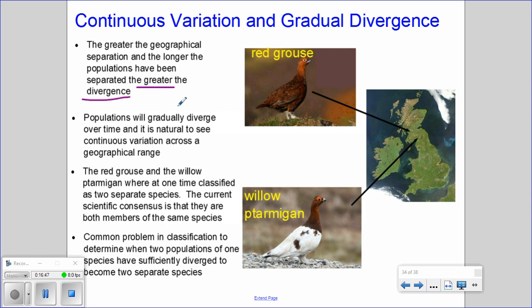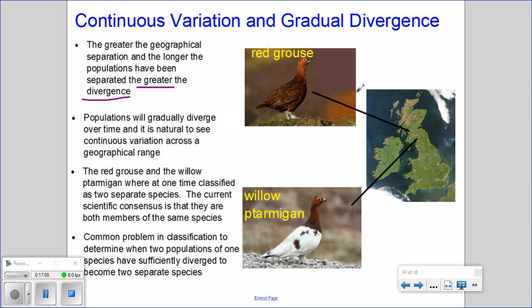The example provided here is that of the red grouse and the willow ptarmigan. They were at one time classified as two separate species, but the current scientific consensus is that they are both members of the same species or may even be subspecies. There's still a lot of debate about that.